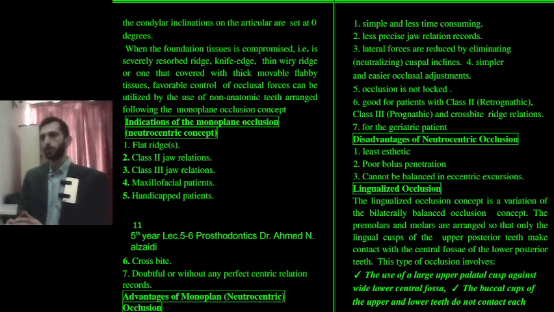Occlusion is not locked. Good for patients with class 2 retrognathic, class 3 prognathic, and crossbite ridge relations. For the geriatric patients is also considered an indication.